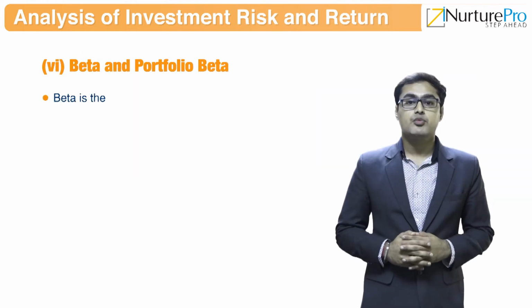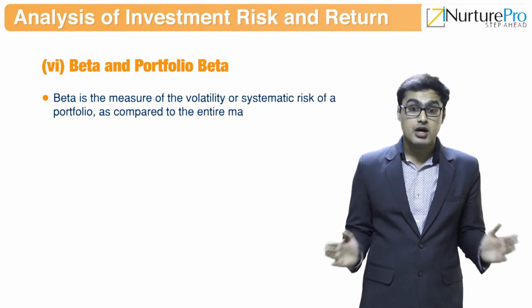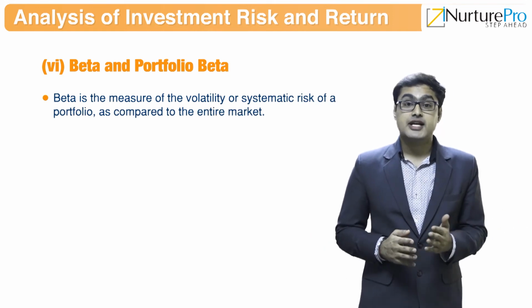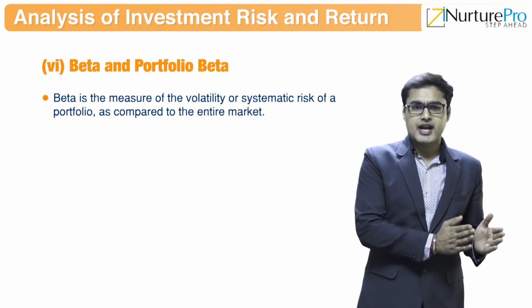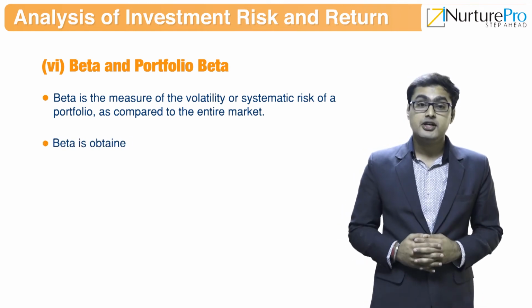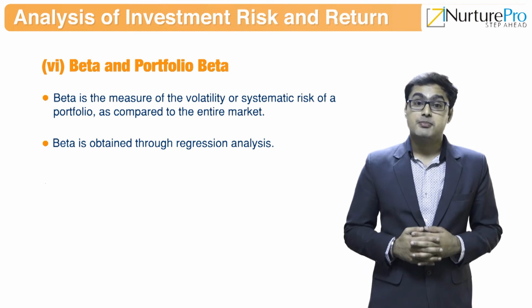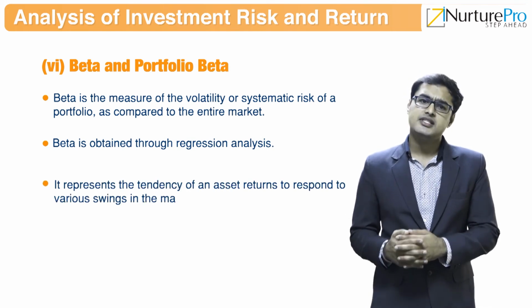Beta is the measure of the volatility or systematic risk of a portfolio as compared to the entire market. Beta is used in the capital asset pricing model, which calculates the expected return of an asset based on its beta and expected market returns. Beta is obtained through regression analysis. It represents the tendency of an asset's returns to respond to various swings in the market.